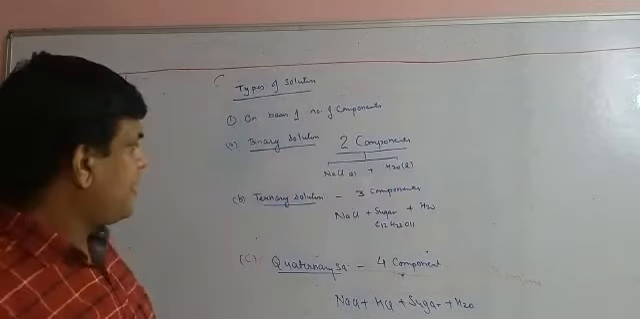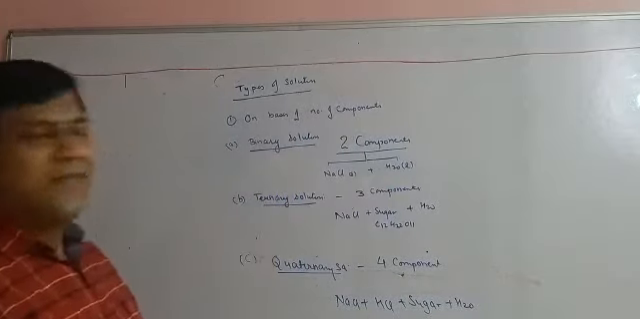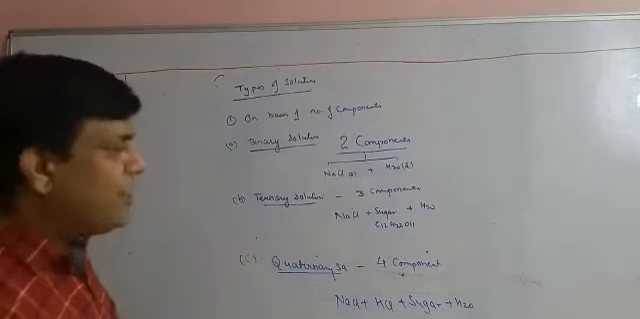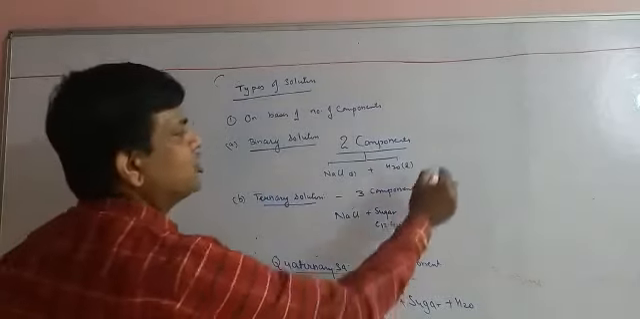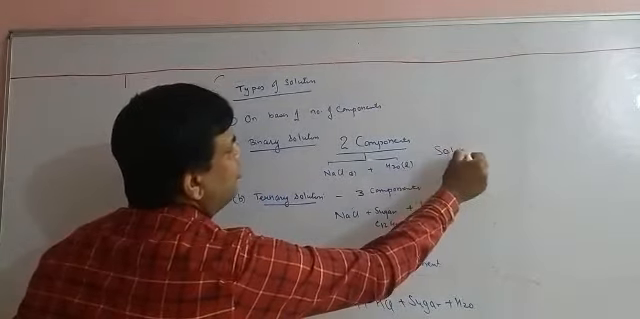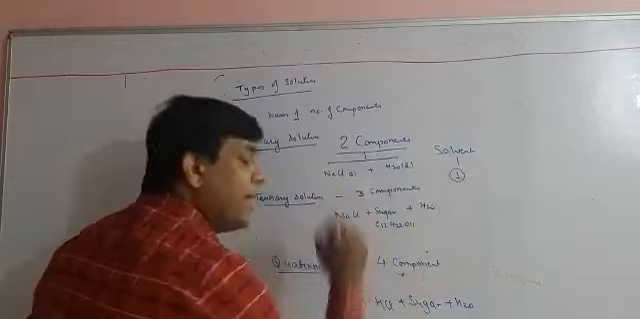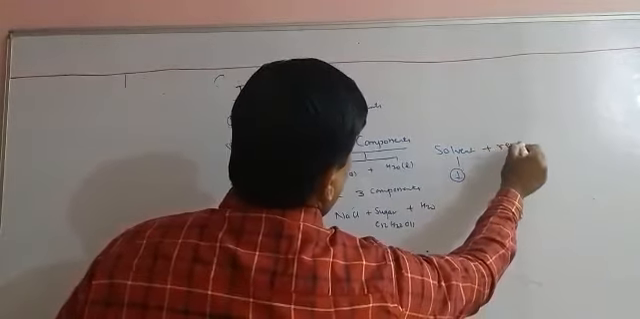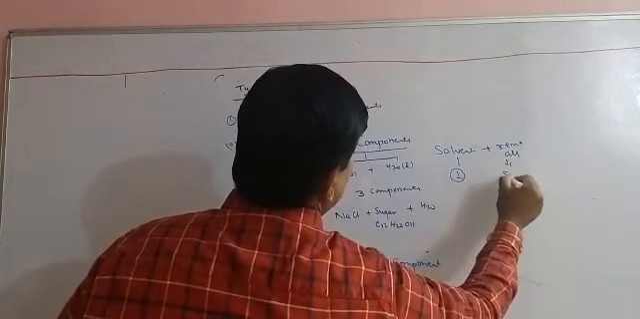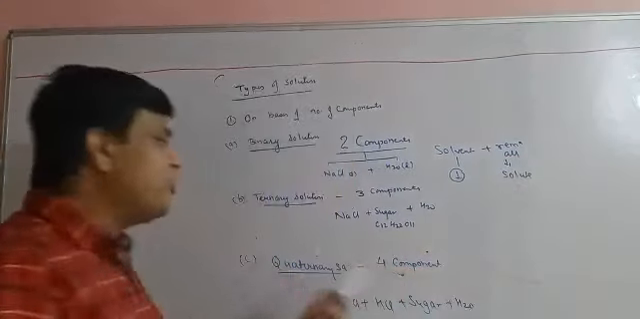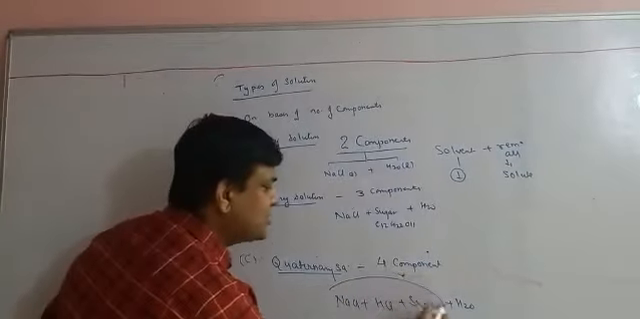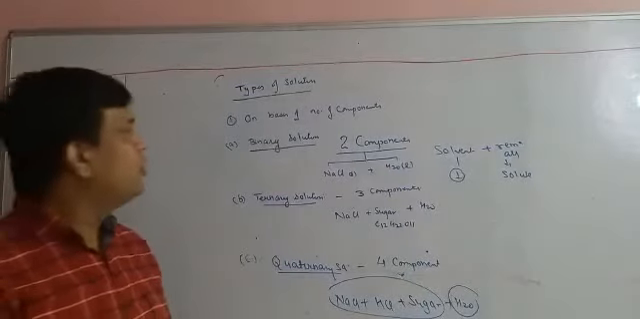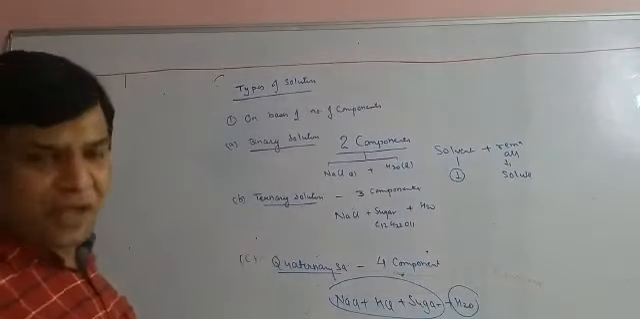But remember one thing, whatever the type of the solution, either it is the binary solution or ternary solution or quaternary and the polynary, one component will be the solvent. Solvent is always one component, and all the remaining are solute. That means, if we say quaternary solution, then we have got three solutes and water is, as we have already told, the universal solvent. So this is the first classification, on the basis of the number of components.